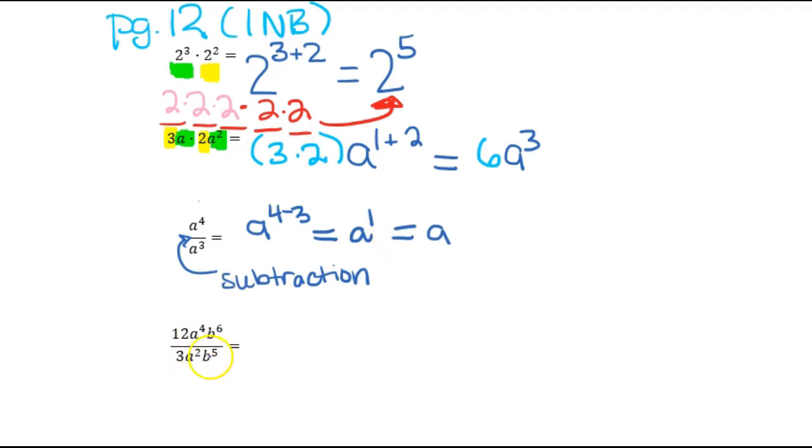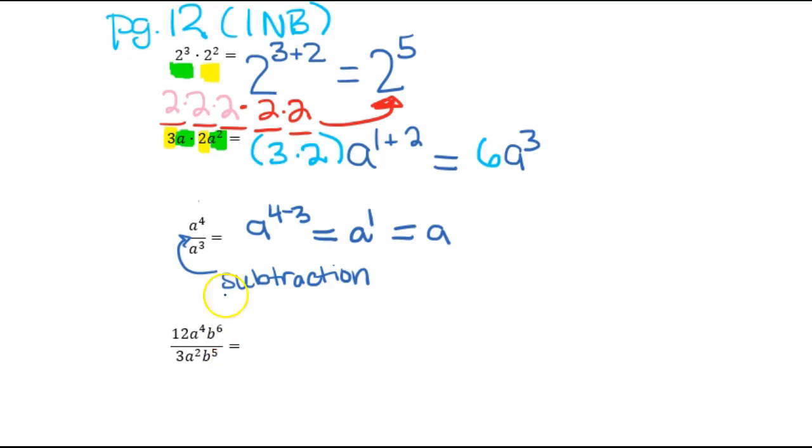For your last practice problem that I want you to put in your interactive notebook, you can write this problem down. There's a lot going on here, but we're going to take it step by step. 12a to the 4th, b to the 6th, divided by 3a squared b to the 5th. Now I do encourage you to pause this video right now and try to solve it on your own.